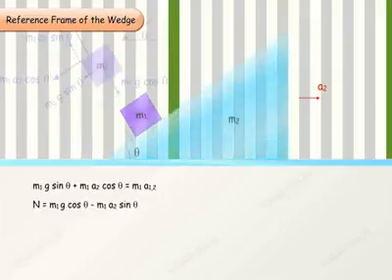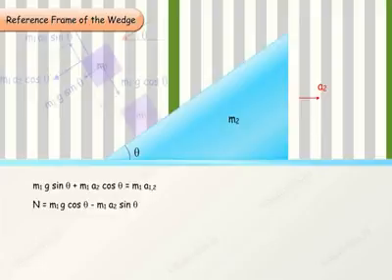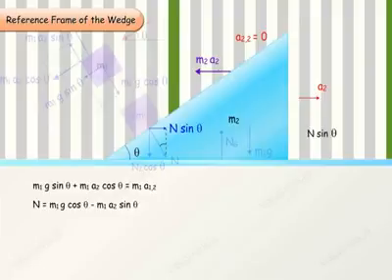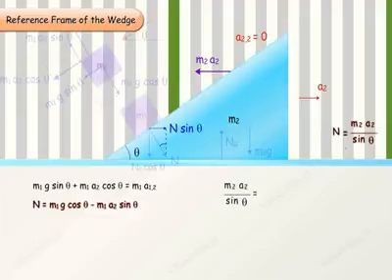Now considering the free body diagram of M2 from its own frame of reference, we have A2 is equal to 0. But in this frame of reference, M2 has a pseudo force M2A2 towards left, normal reaction from M1, normal reaction from ground, and weight M2G. Writing equation along horizontal direction, we can say that N sin theta is equal to M2 into A2. Using these equations, we have M2A2 by sin theta is equal to M1G cos theta minus M1A2 sin theta.